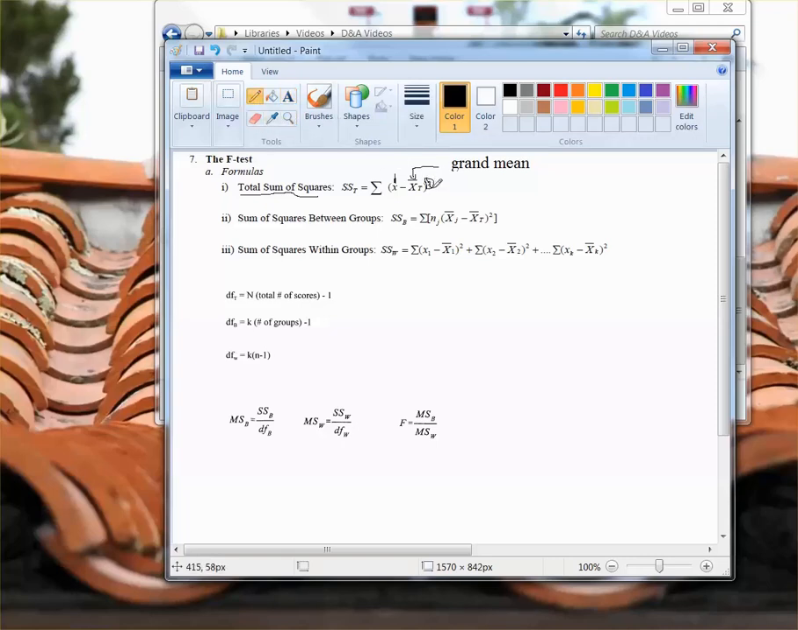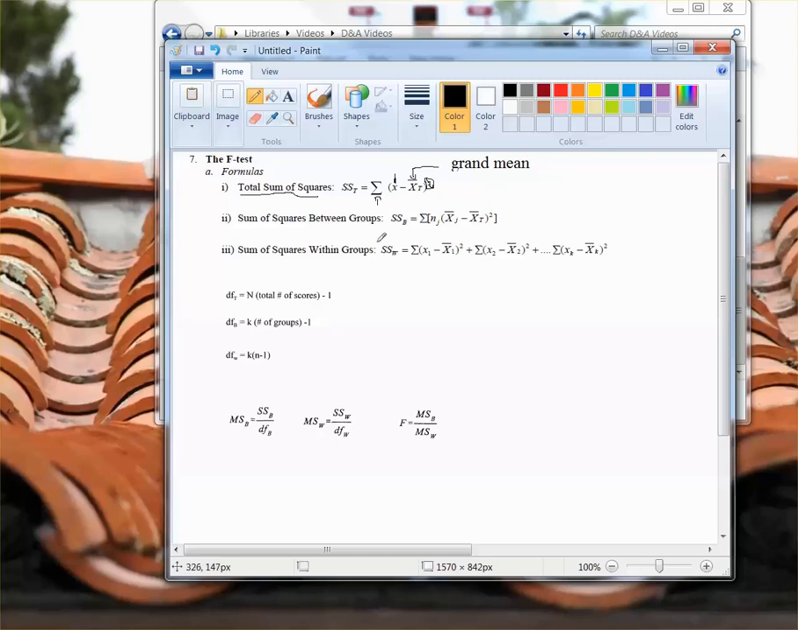We square it, of course, to get rid of any negative signs. So that's why we square it, right? We're going to square it to get rid of the negative signs to get the variability, just like when we calculated variance very early in this semester. And then we sum it all up. That's how we get that. So it's tedious, yes. Difficult in concept, hopefully not. So that's the total sum of squares.